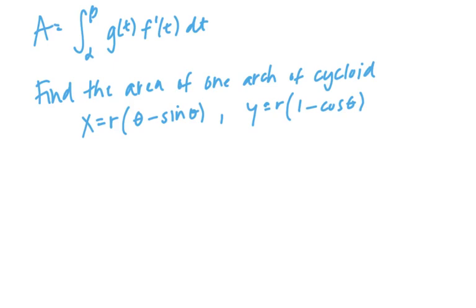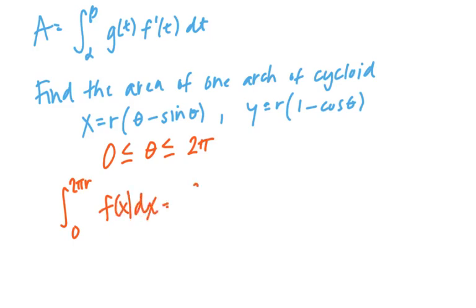One arc of the cycloid comes from one rotation of the circle, so we get that theta is between 0 and 2 pi. So now we can integrate. We would normally say between 0 and 2 pi, r, whatever that radius is, y, but we don't usually use y here. We usually use f of x dx. So this is the area under the curve.